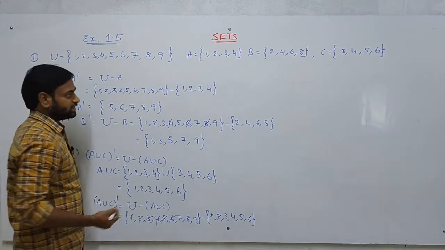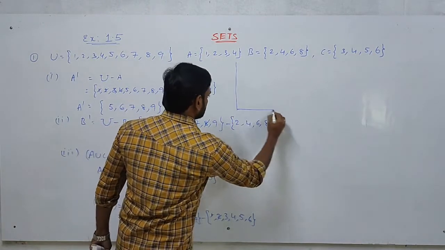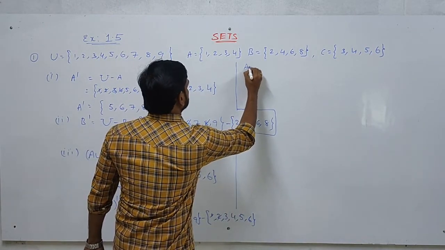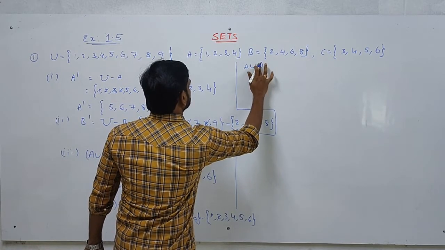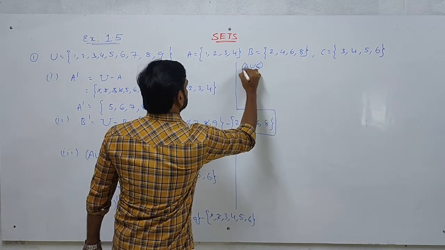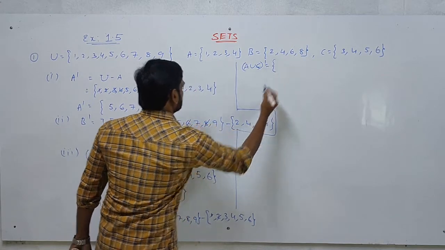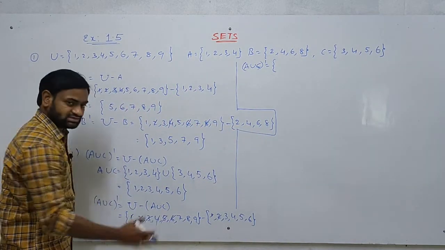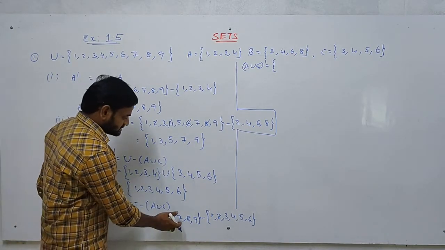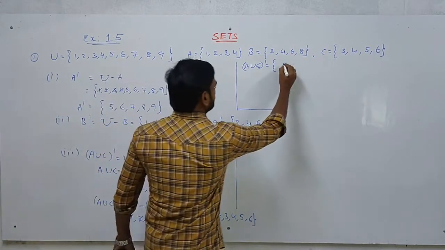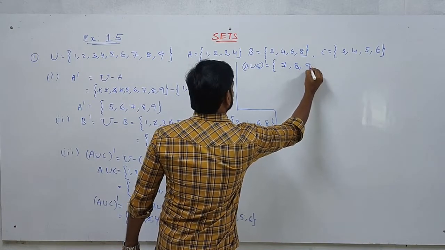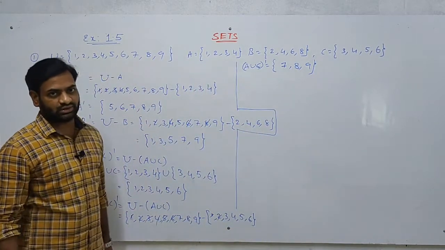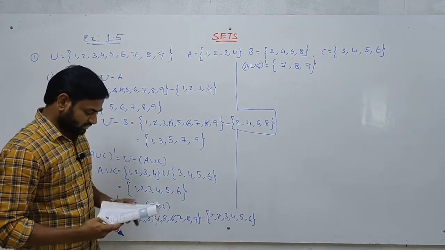So what are the remaining elements? The remaining elements are, that is A union C whole dash equal to, what are the remaining? 1 cancel, 2 cancel, 3 cancel, 4, 5, 6 cancel. Remaining elements are 7, 8, 9. That is the A union C whole dash. Next one.